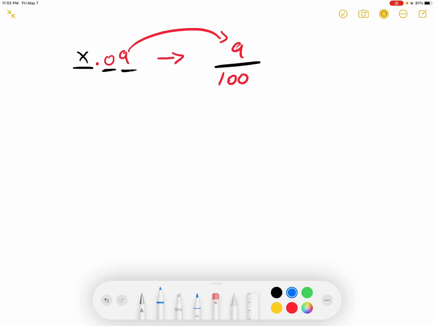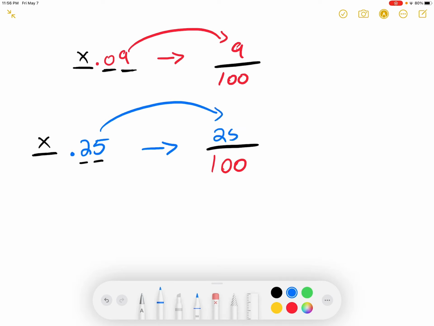Okay? That was it. Next, let's do 0.25 as a fraction. First things first, do I have any whole numbers? Nope. Then, do I have a tenth? I do, but I also have a hundredth. So this is really 25 out of 100 because the hundredths place is filled. So it's out of 100, and then you just put the 25 on the top.